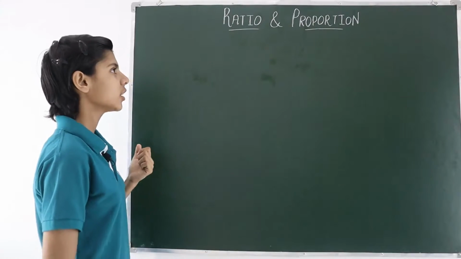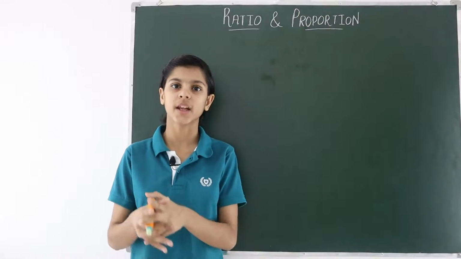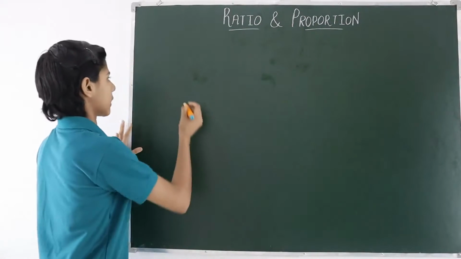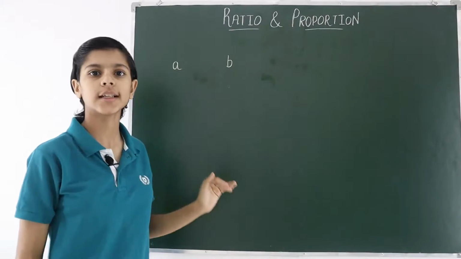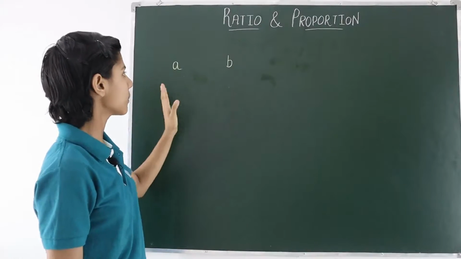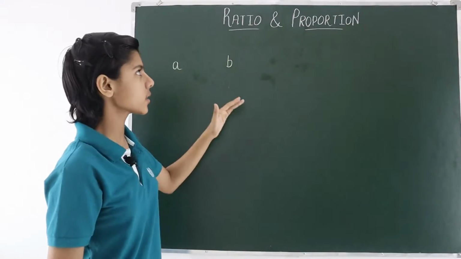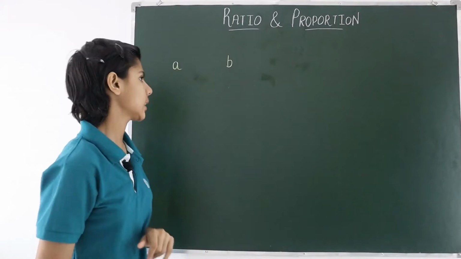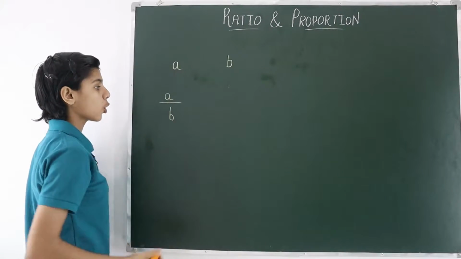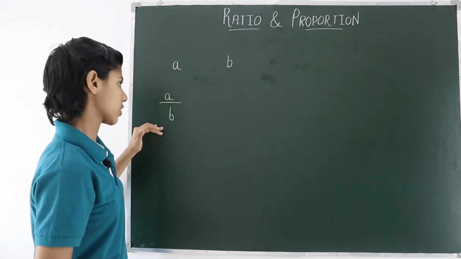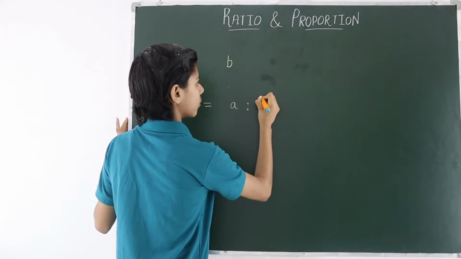So in this chapter, firstly, what is ratio? Ratio is the comparison of two similar quantities. Means if we have two things, one is A and other is B. Now if they are similar, they are having the same unit, then they can be compared and their comparison is known as ratio. Any comparison of two same units in fraction can be written as A ratio B.